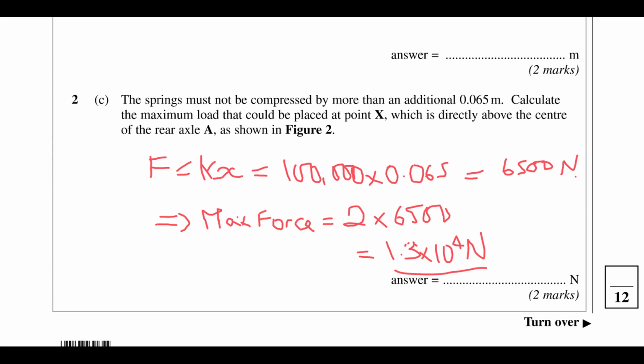So just to recap, using the additional extension, we can work out how much additional force each spring can take. And then because there's 2 springs, that means we can put a load of twice that amount on the whole thing. So that finishes question 2. Let's move on to the next question.